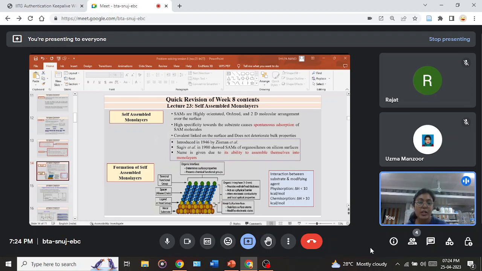There is an interaction between the surface and the modifying agent. Two kinds of interaction are present: one is physisorption, another is chemisorption. In the case of physisorption, the enthalpy is less than 10 kcal per mole, whereas in the case of chemisorption, the enthalpy is greater than 10 kcal per mole. Physisorption basically includes interactions like van der Waals forces, and you can see from the enthalpies that chemisorption is more stable than physisorption, because the enthalpy is higher than that of physisorption.